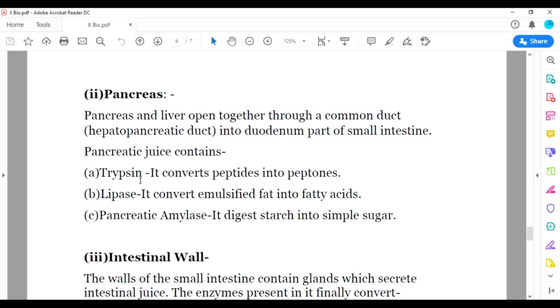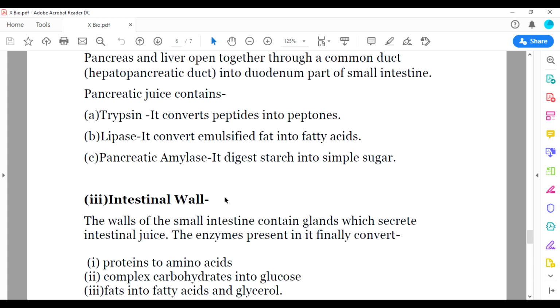It contains three enzymes: trypsin, which acts on peptides and breaks them down into peptones. Lipase is a fat digesting enzyme. It acts on emulsified fat and converts it into fatty acids. Third is pancreatic amylase. Its function is similar to that of amylase in the mouth. It digests starch into simple sugar.